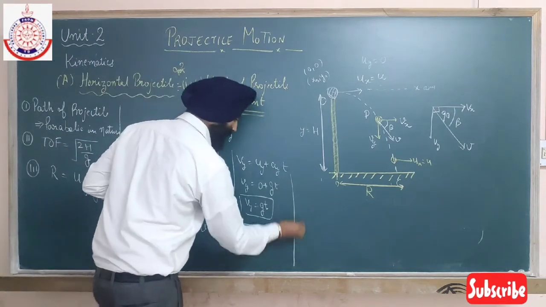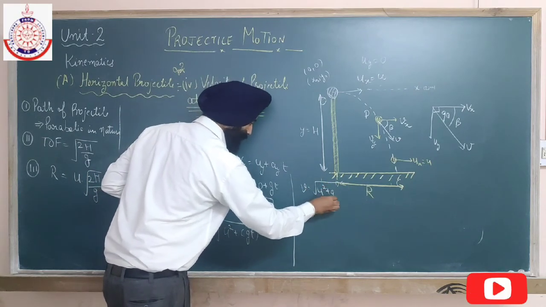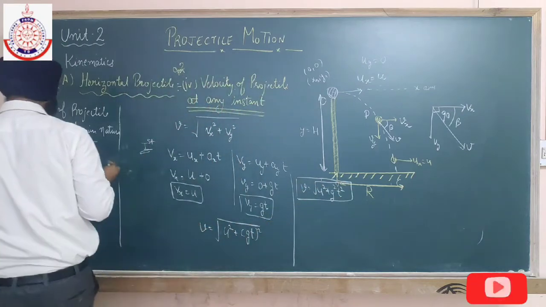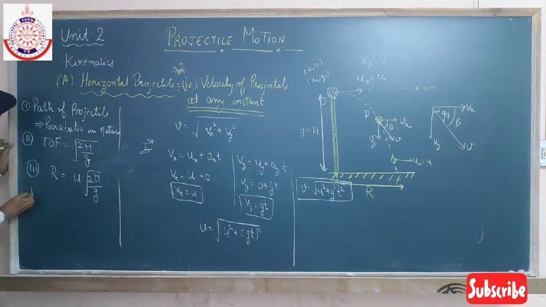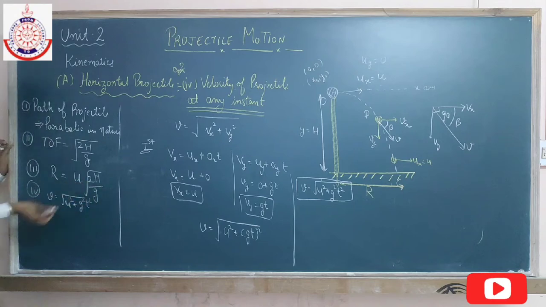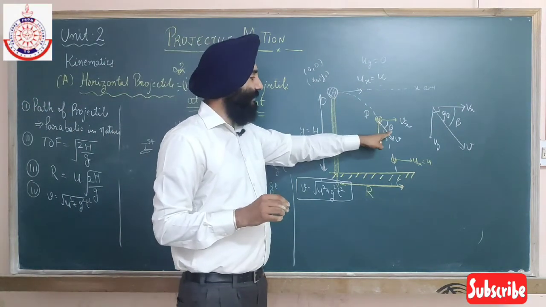So gt square, it means the resultant velocity is what? Under root of u square plus g square t square. Very important value. So at any instant velocity will come, and the value of velocity is what? Under root of u square plus g square t square. Fine. So for direction, at any instant the direction will be given by beta.